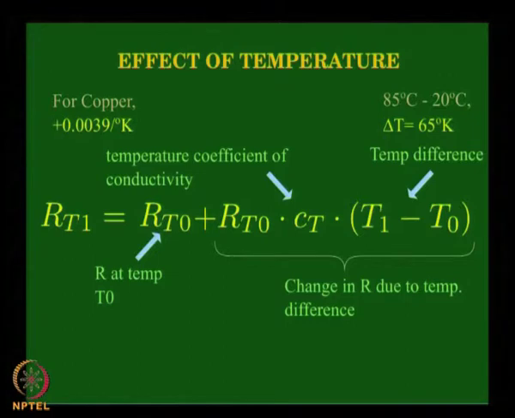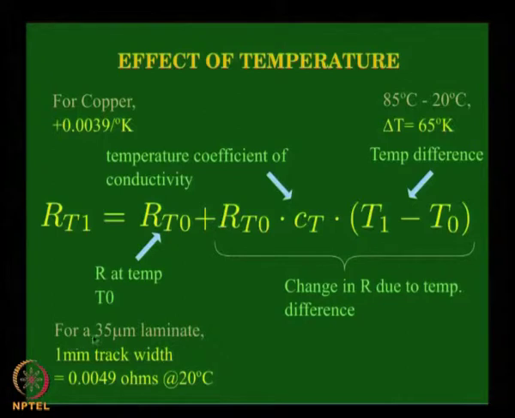Now, if you give some numbers, let us say the temperature difference that you want to calculate for is 65 degrees. That is, the temperature at which you want the resistance value is 85 degrees. The nominal temperature is 20 degree centigrade, because from the values of the resistivity, you are able to calculate the resistance value at 20 degree centigrade. Now, for this extra 65 degrees temperature difference, you have to make the difference calculation in resistance.